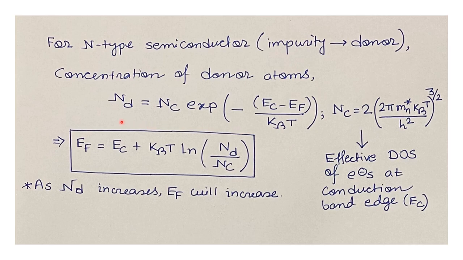If we just take the logarithm on both sides and after some rearrangement, we'll get the Fermi level of the n-type semiconductor as Ec plus kBT times ln of Nd by Nc. Now at a particular temperature, the Nc is constant, so the EF energy level will depend only on the donor concentration, that is Nd. As Nd increases, the EF energy level of the n-type semiconductor will increase.